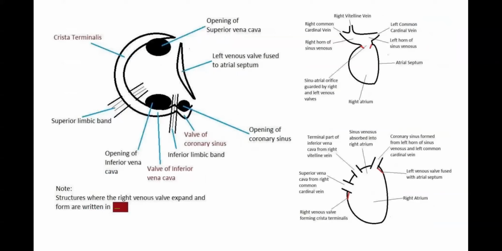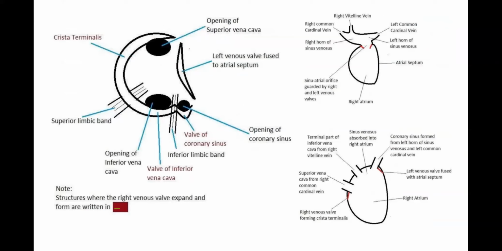Here, in this picture, the sinus venosus is absorbed into the right atrium by great enlargement of the sinoatrial orifice. Then the left horn becomes part of the coronary sinus, the right cardinal vein becomes part of the superior vena cava, and the right vitelline vein becomes the terminal part of the inferior vena cava.